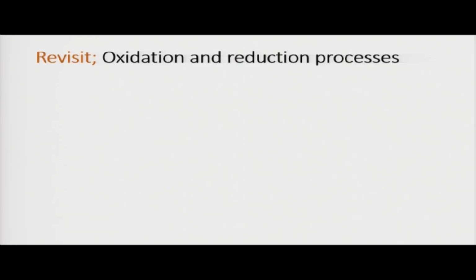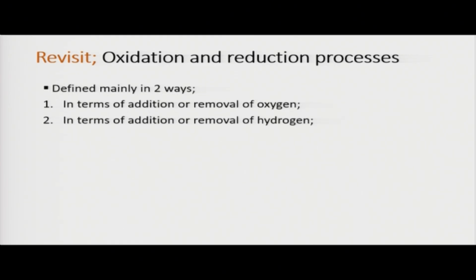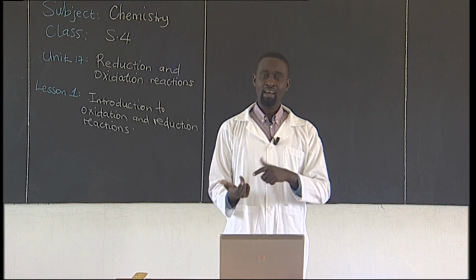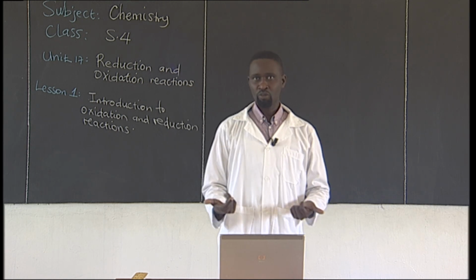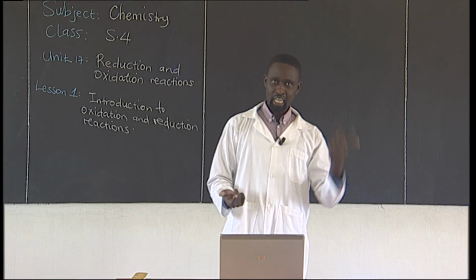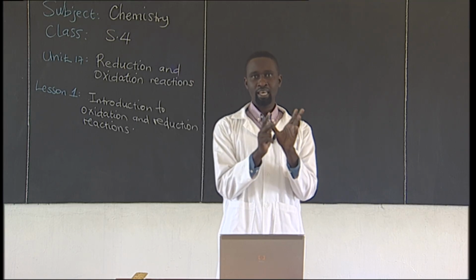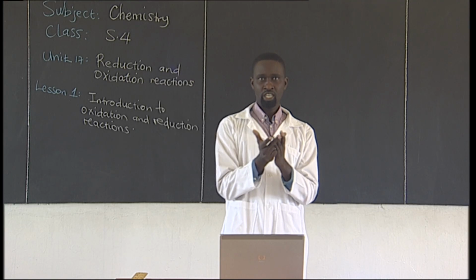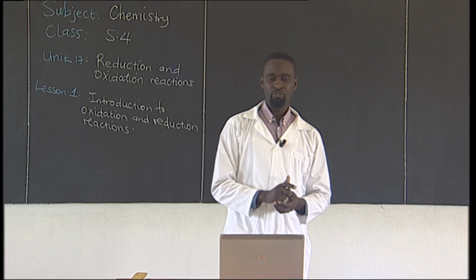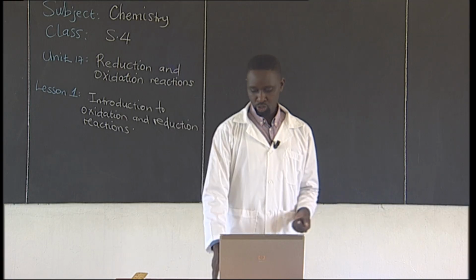All right, let's take a quick revisit. You remember I just said that you've been looking at reduction and oxidation in terms of oxygen and hydrogen. Let's take a quick revisit. Oxidation can be defined in two ways, either in terms of removal or addition of oxygen, or in terms of addition or removal of hydrogen. So we are going to look at those two cases, giving an example in each case, before we go to the transfer of electrons.